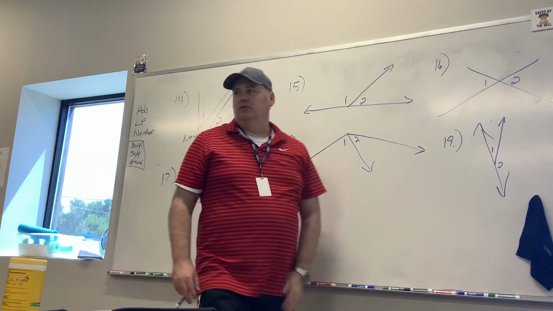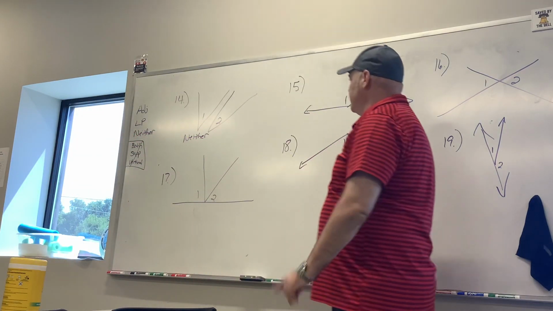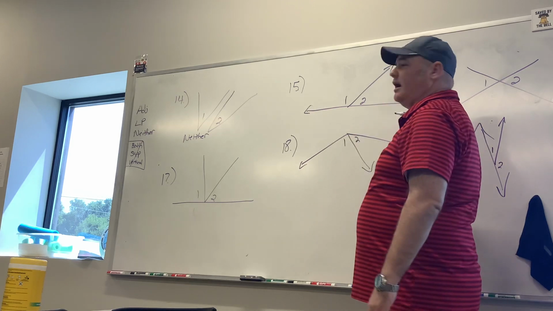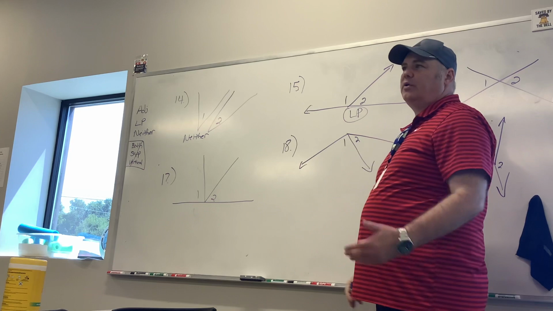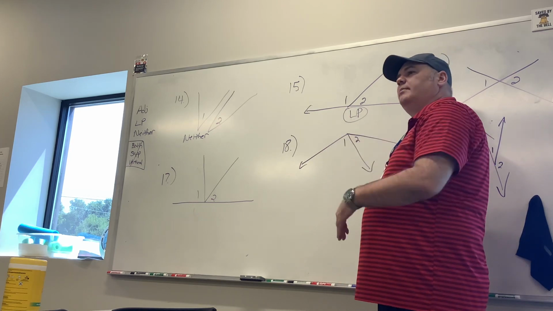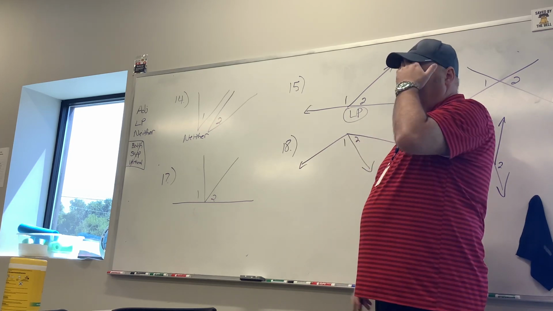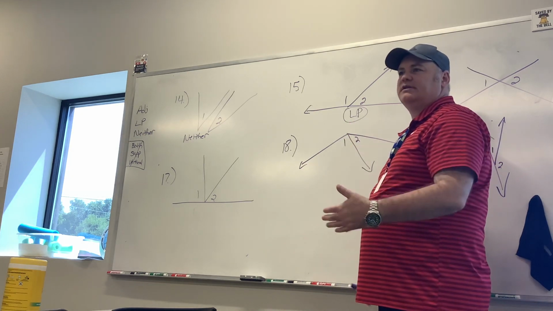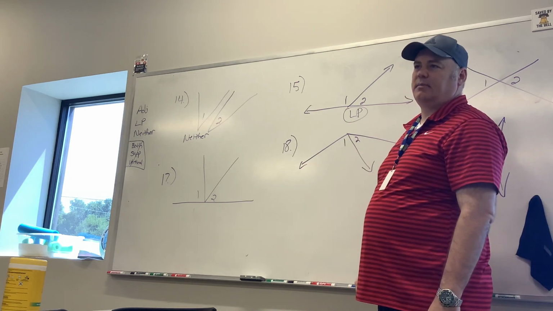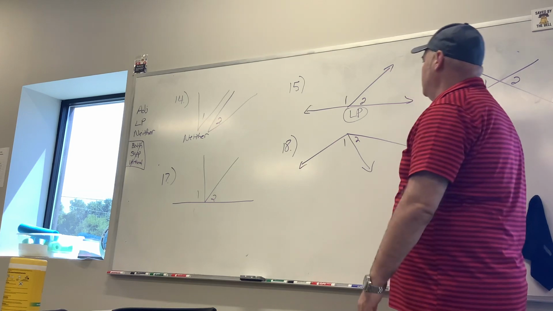What about these two? That one is adjacent. Okay, they're adjacent. Do they form a straight line? Yes. So they're linear pair. Now, if you put adjacent and linear pair, I'm not going to mark it wrong. But remember, by saying they're linear pair, you're also saying they're adjacent. That's the only way they could be a linear pair. Okay?